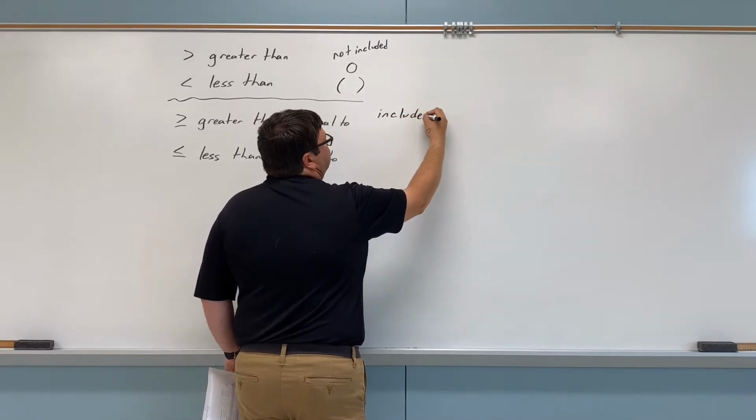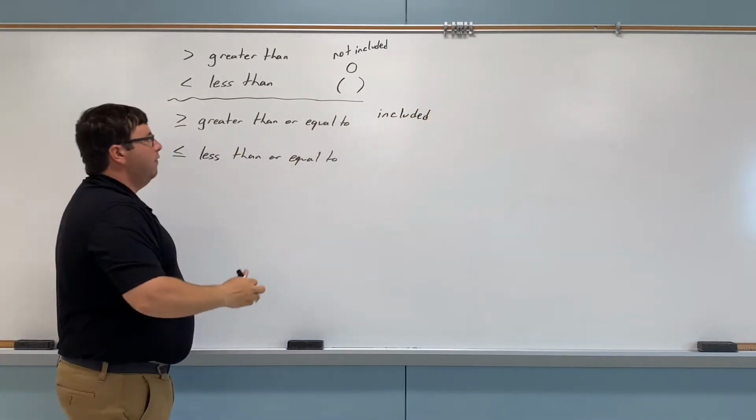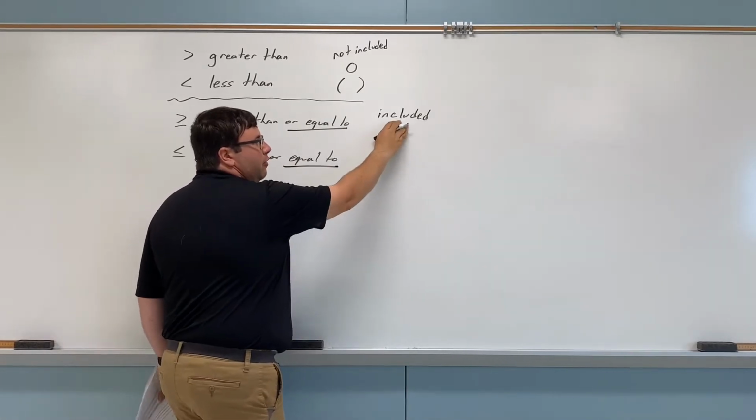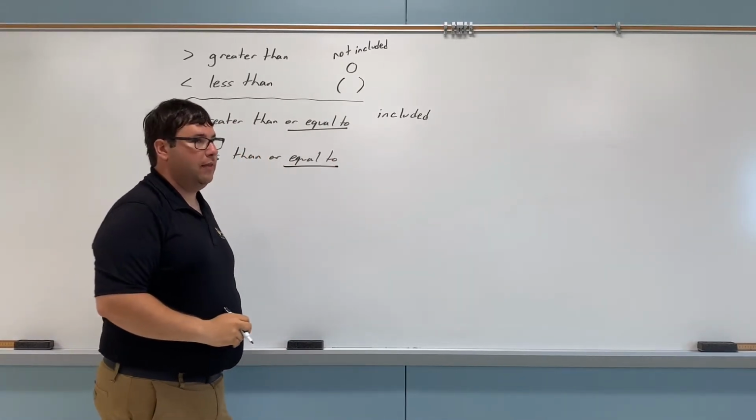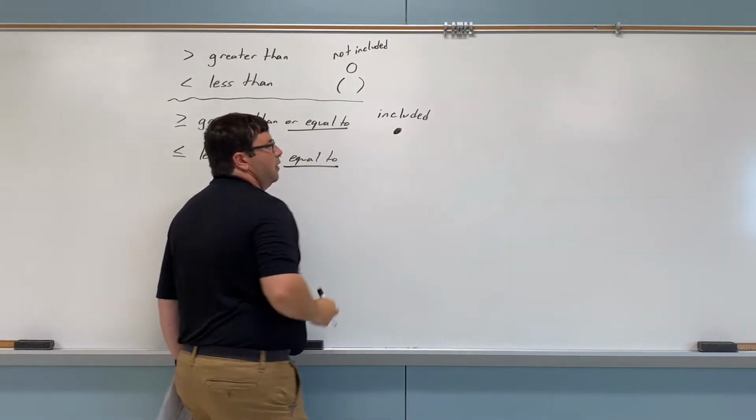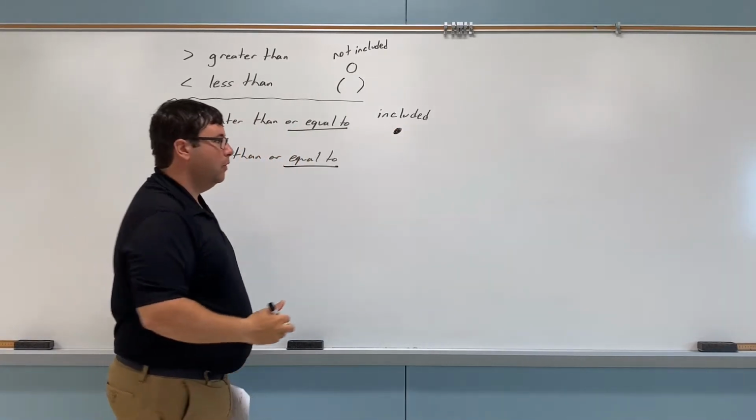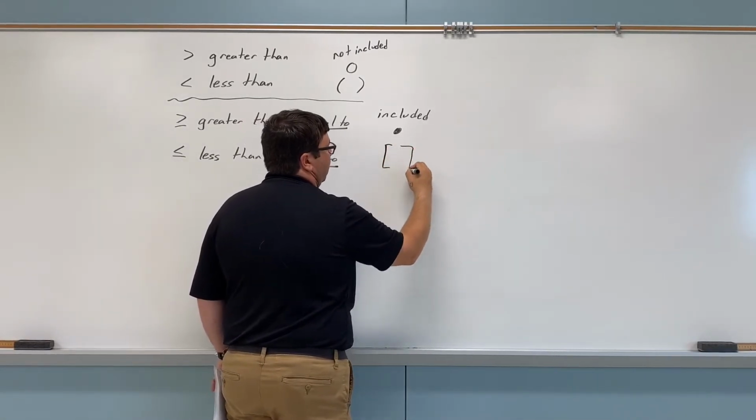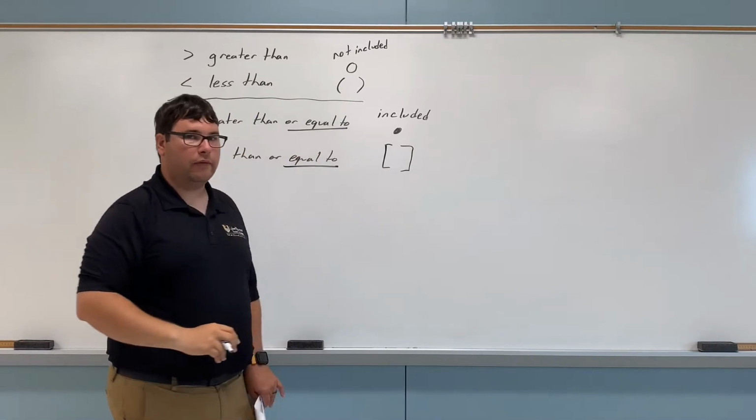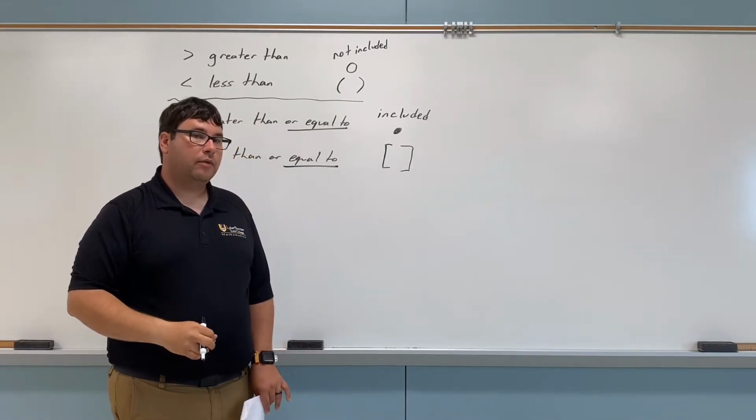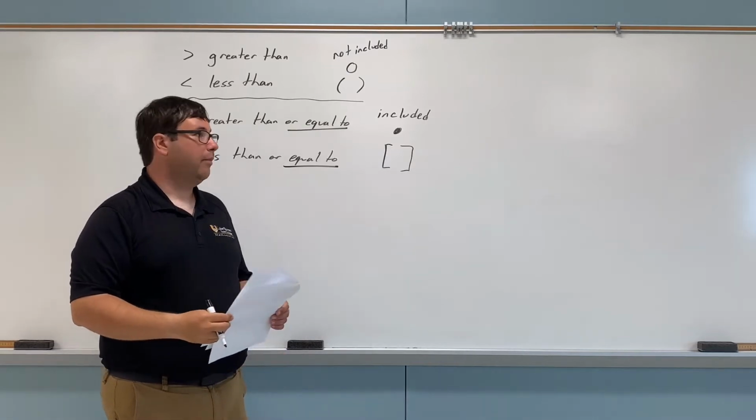Contrastingly, if you have the ability to be equal, these values are included in the solution set, which means you may have seen a dark filled in circle, or more commonly, square brackets as part of the notation. So with that in mind, let's go ahead and just try a couple problems.